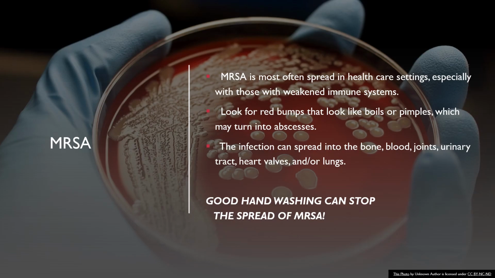MRSA is most often spread in healthcare settings, especially with those with weakened immune systems. Look for red bumps that look like boils or pimples, which may turn into abscesses. The infection can also spread to the bone, the blood, the joints, the urinary tract, the heart, valves, and the lungs. Good hand washing can stop the spread of MRSA.